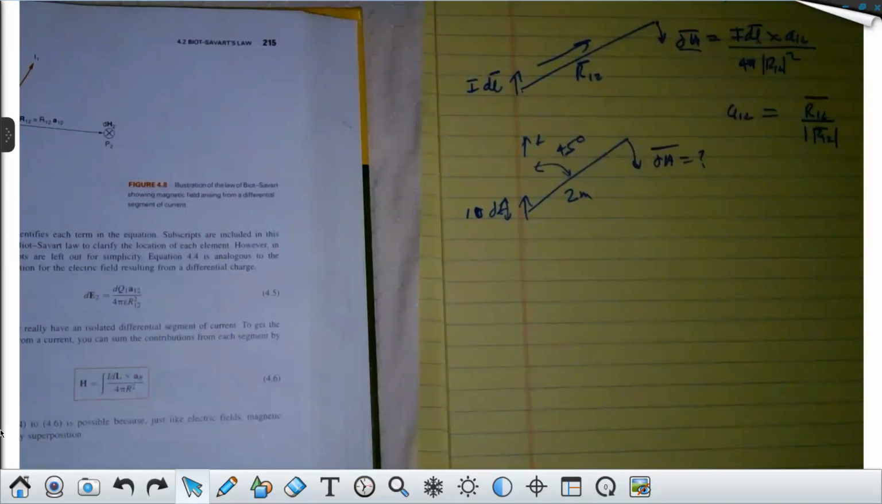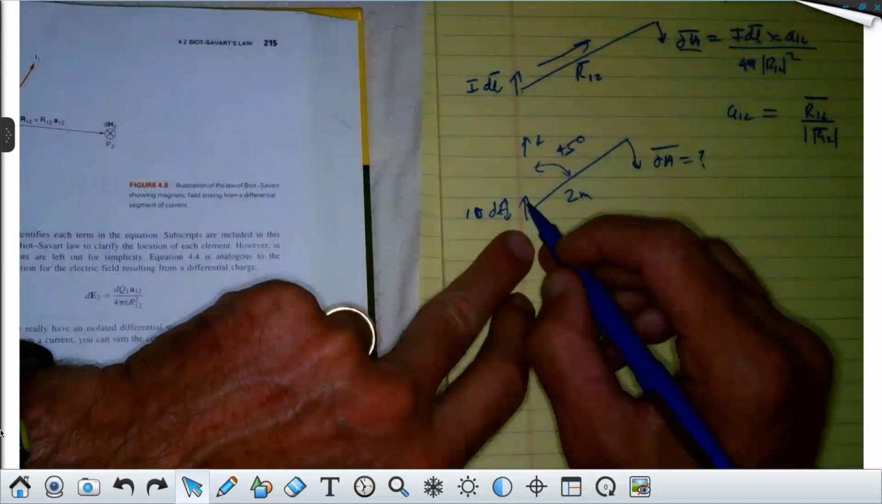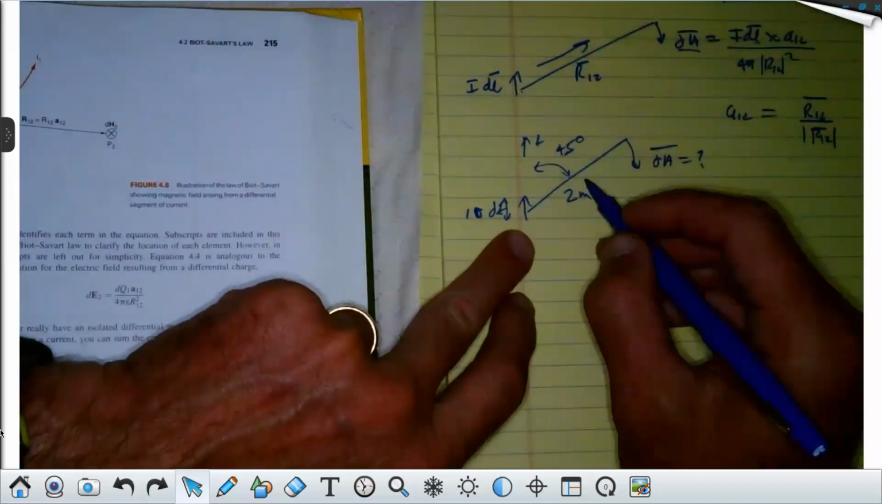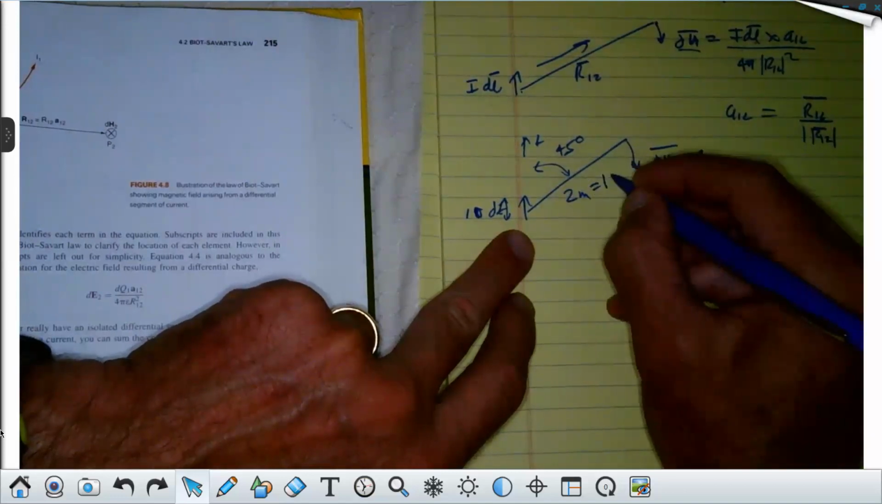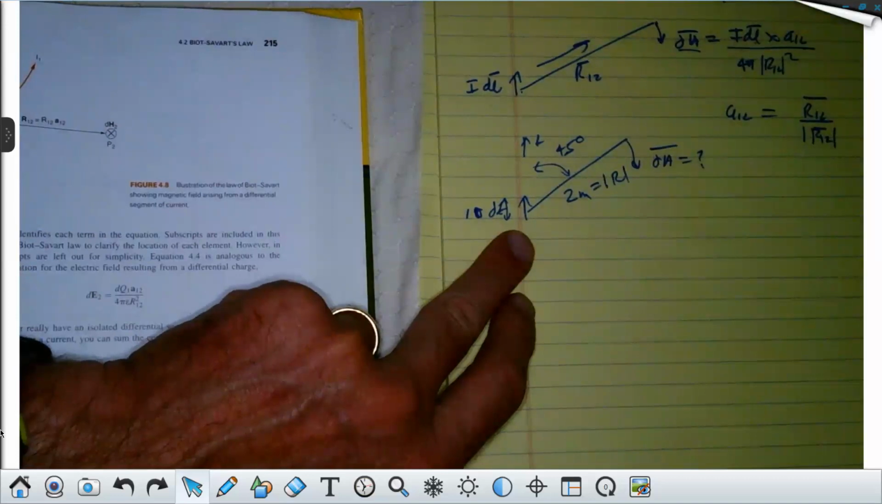Everybody with me? Now watch. If I have DZ, it's in the DZ direction, and there's a 45-degree angle to this radius vector. This is really the magnitude of R, right? You agree with me?